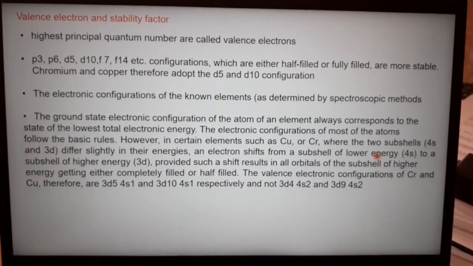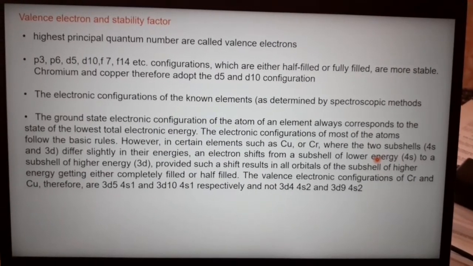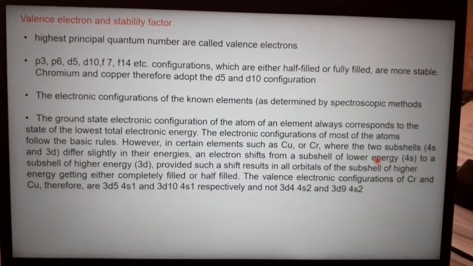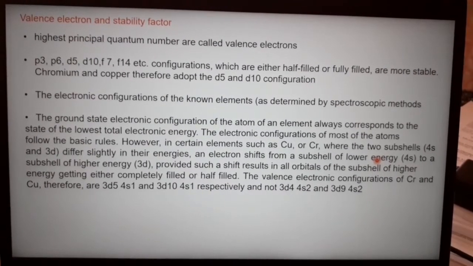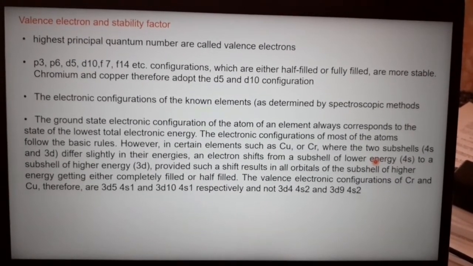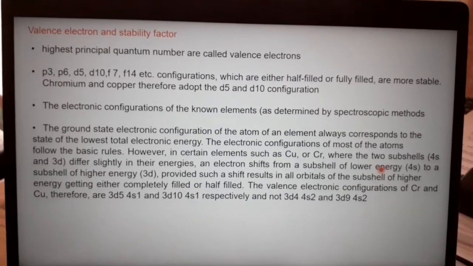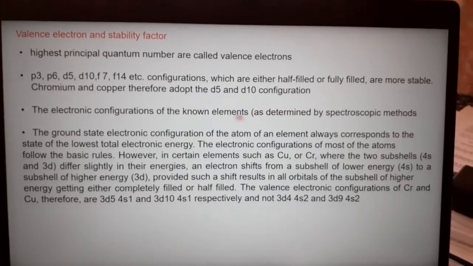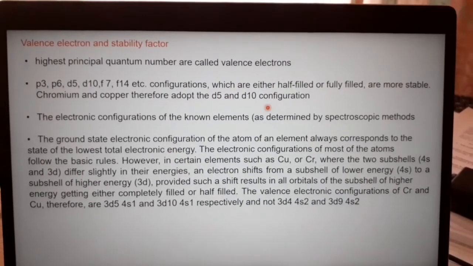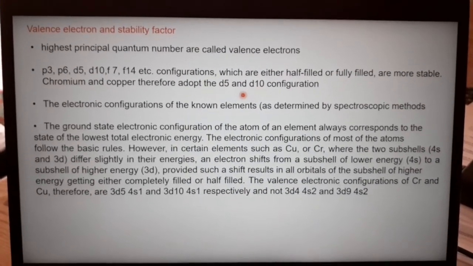The valence electrons and stability factor. The electrons with the highest principal quantum number are called valence electrons. The p3, p6, d5 and d10, f7, f14 etc. configurations, which are either half-filled or fully filled, are very much stable. Chromium and copper therefore adopt the d5 and d10 electronic configurations. That means d5 and d10 electronic configurations are highly stable due to the half-filled and fully filled configurations.